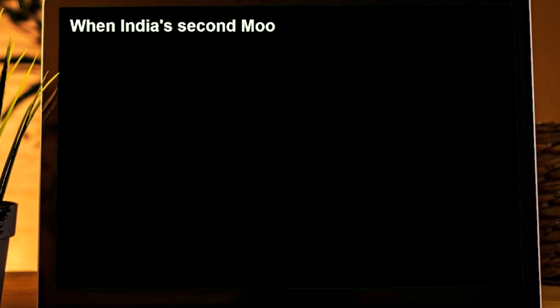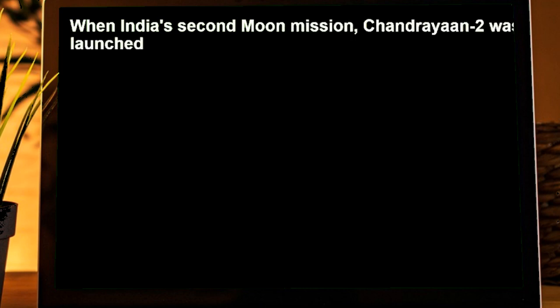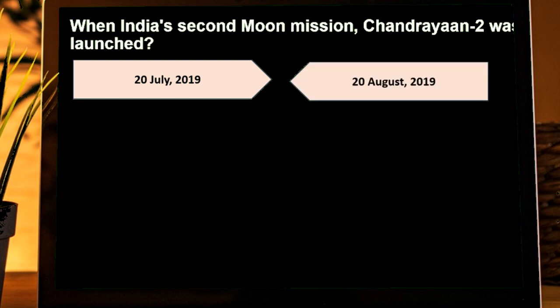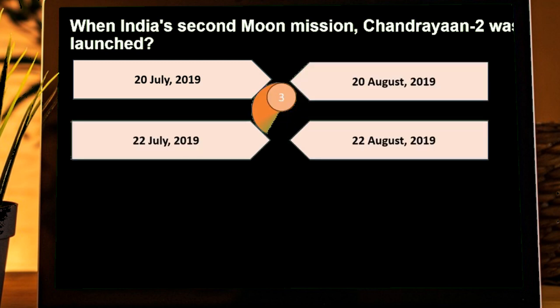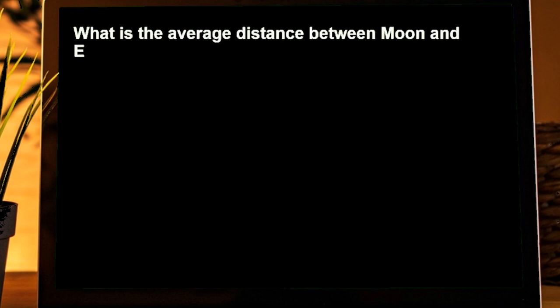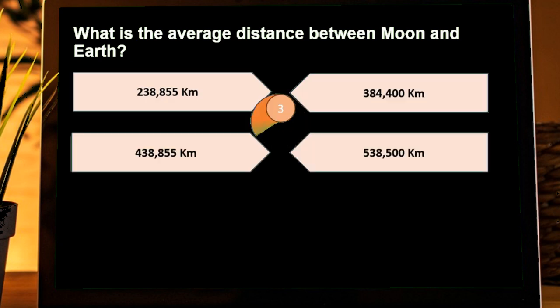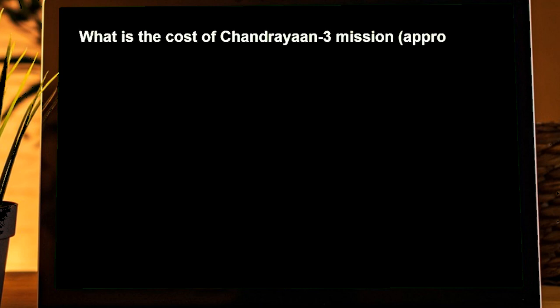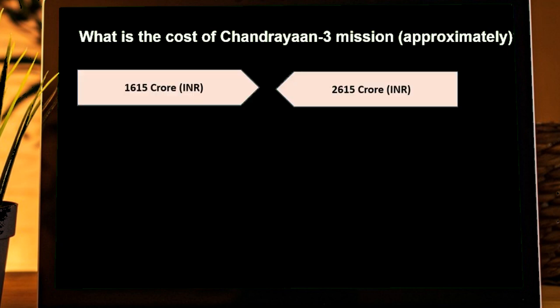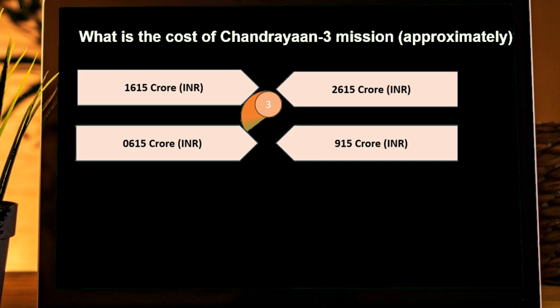When India's second moon mission Chandrayaan-2 was launched? Correct answer is 22 July 2019. What is the average distance between Moon and Earth? Correct answer is 384,400 km. What is the cost of Chandrayaan-3 mission approximately? Correct answer is 615 crore.